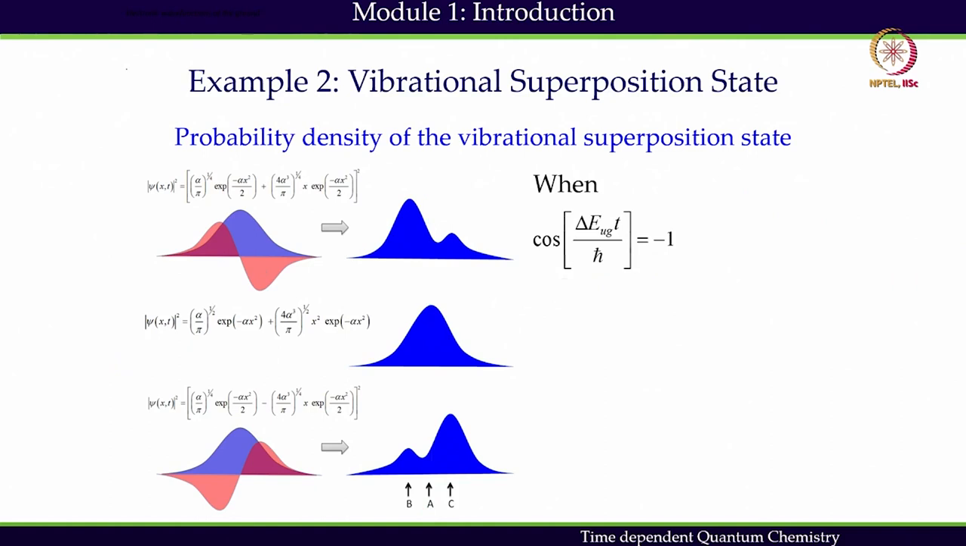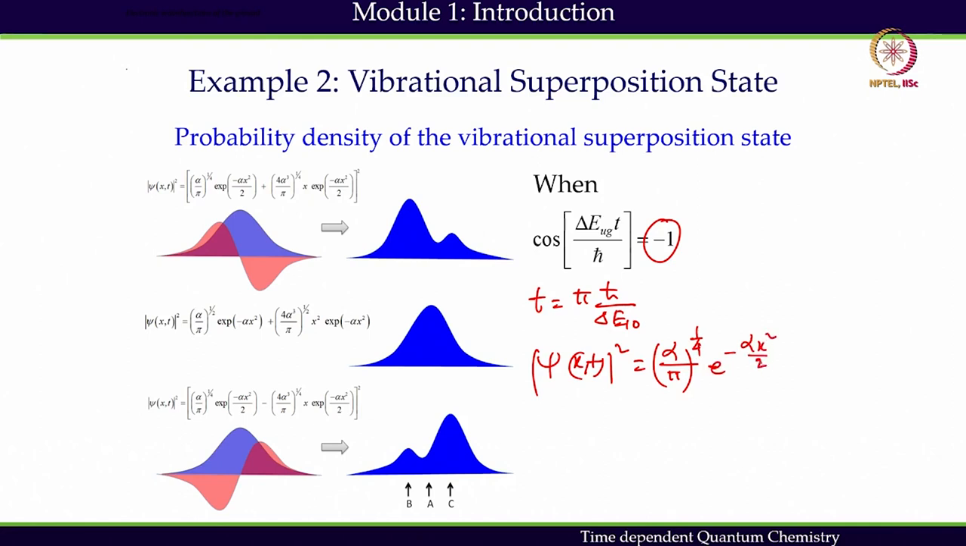Similarly, if we continue and use minus 1 value, which means that t equals now pi h cut by delta E 1 0, then what I get is that x t total density square is now just going to be e to the power minus alpha x square by 2 minus four alpha cube divided by pi to the power 1 by 4 x e to the power minus alpha x square by 2 whole square.